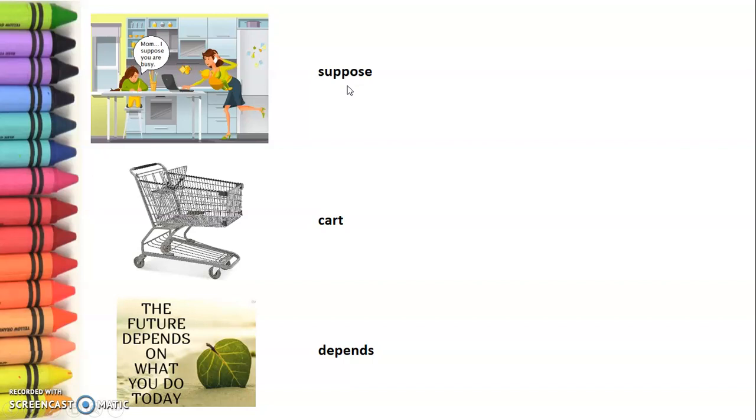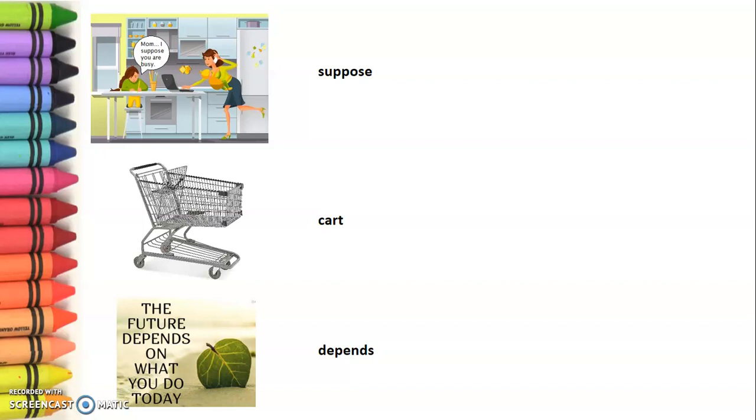Suppose: to think that something is likely to be true. Look, the mom is really busy, right? She's working, she has a baby, she's answering a phone call, and she's working. And here the girl is: Mom, I suppose you're busy. Of course, she supposes that because she's looking at her, right?